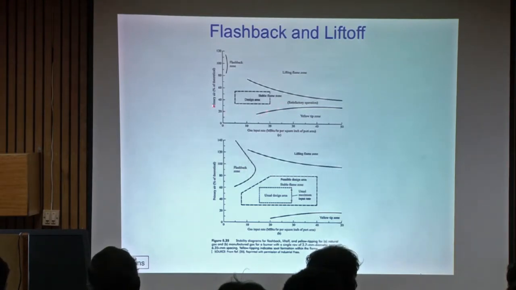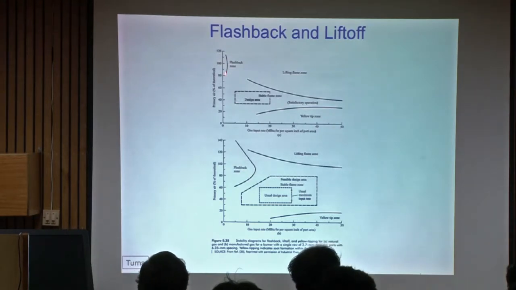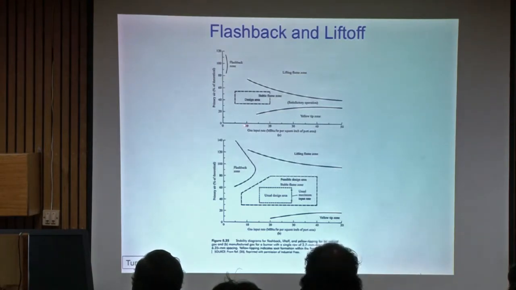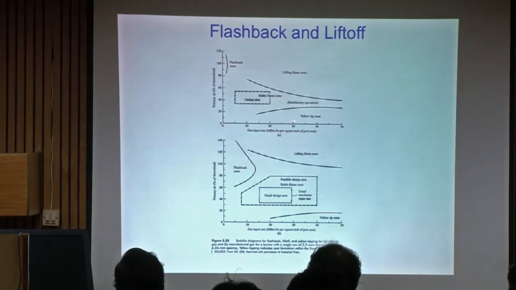When you have less air, the yellow tip zone means you produce soot when you have a fuel rich mixture. This is where you have less soot, and this is the design area in terms of the energy input rate and the primary air. This is for methane, or natural gas, I should say. This is the flashback region. This is the lean part, this is the rich part. It varies with the input, so basically you are increasing the fuel flow rate along this axis.